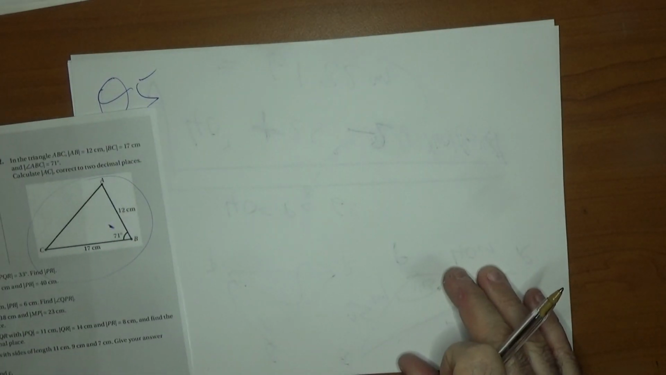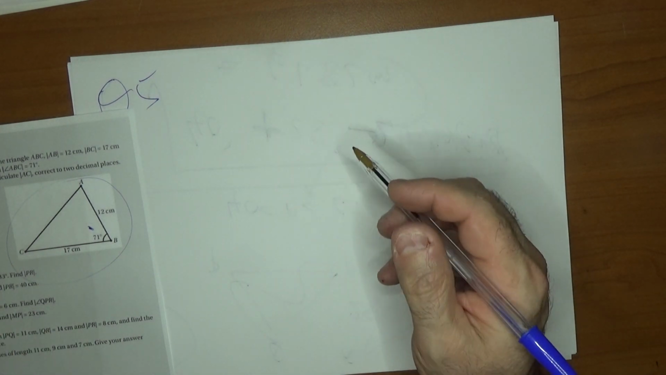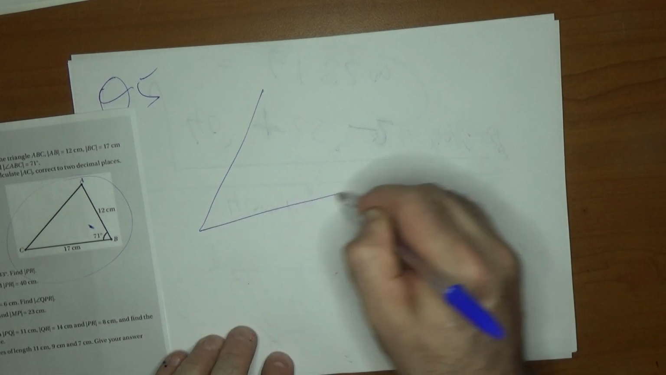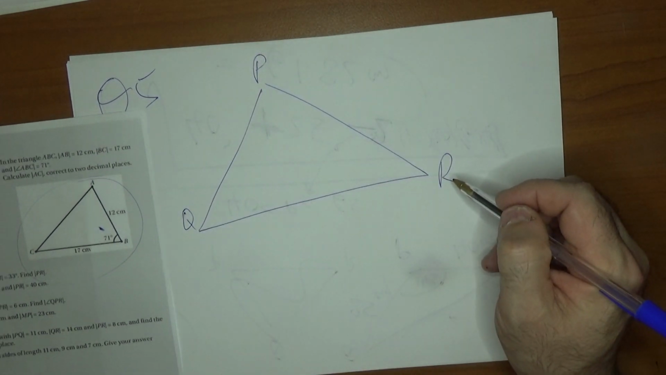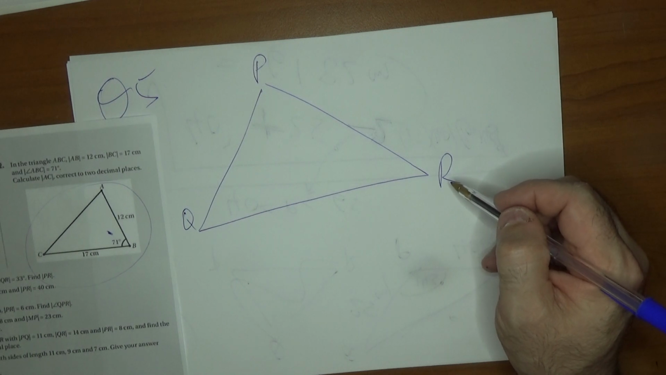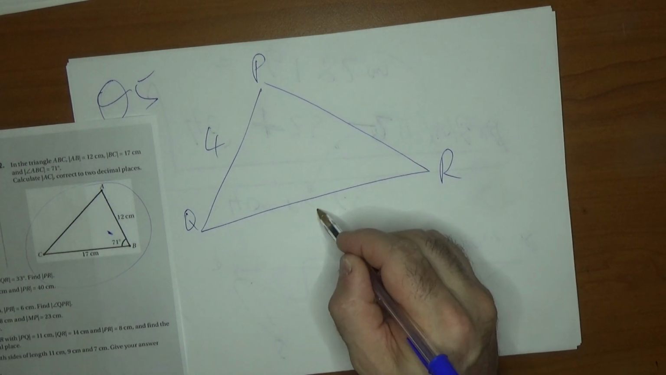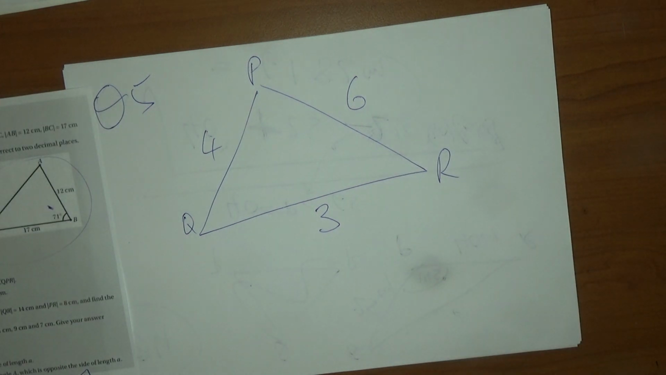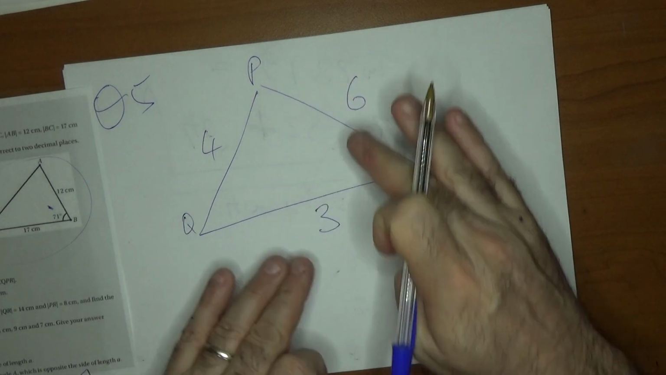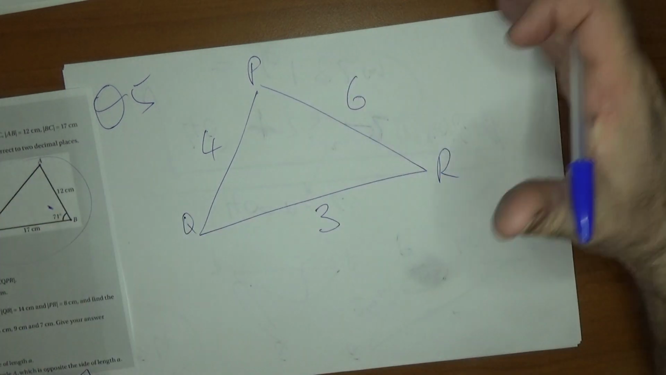Question 5, PQR. Let's see, do they give us any angle? Oh, this one we need the angle. Lovely. So PQR: P to Q is 4, Q to R is 3, and PR is 6. They're in centimeters, which is irrelevant as long as they're all the same unit, so we won't bother. If there are 3 lengths, you can leave out the units, because we're talking about similar triangles.